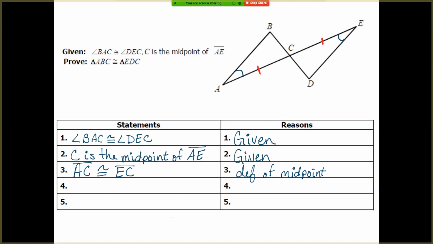So now we've proven one angle and one side. We've got to prove something else. So when I look at these, I see we have an intersection here at the middle, at point C. Anytime there's an intersection, there's 2 pairs of vertical angles. So this angle has to be congruent to this angle because they're vertical angles. So I'm going to say that angle BCA is congruent to angle DCE.